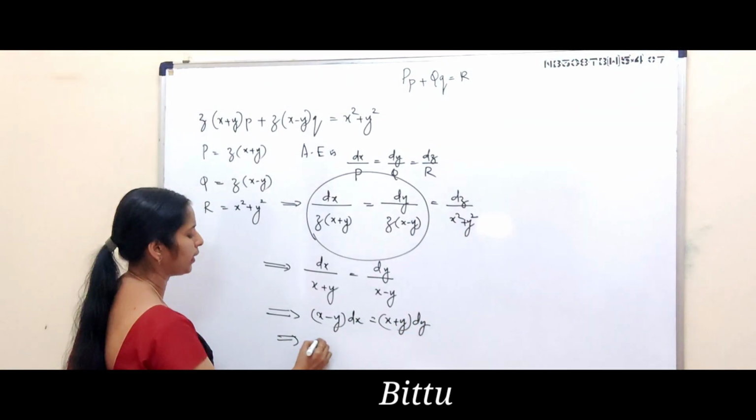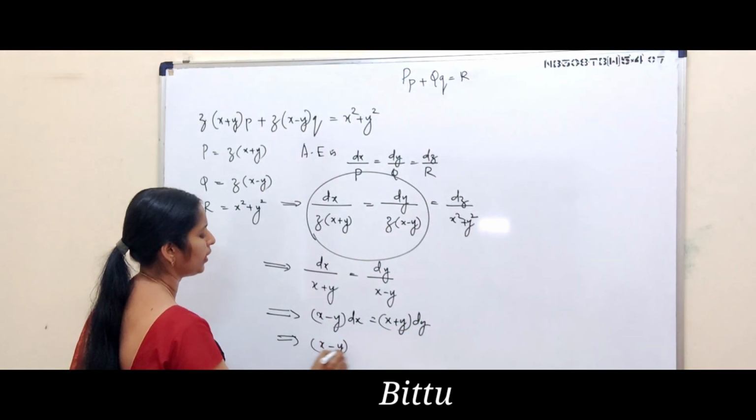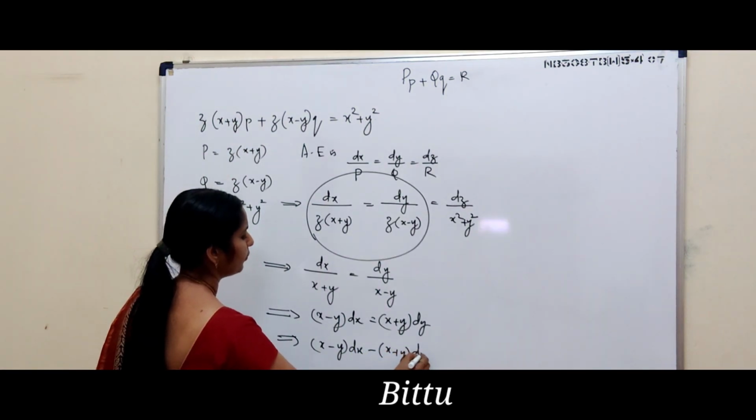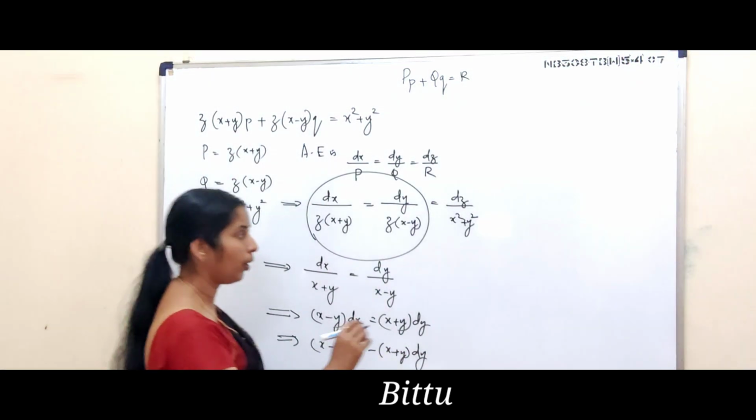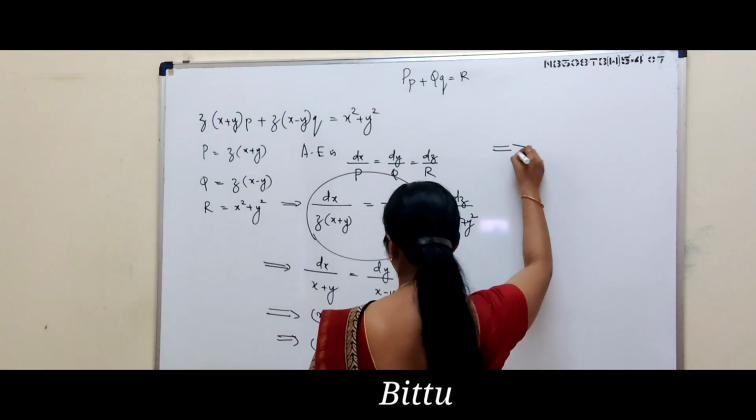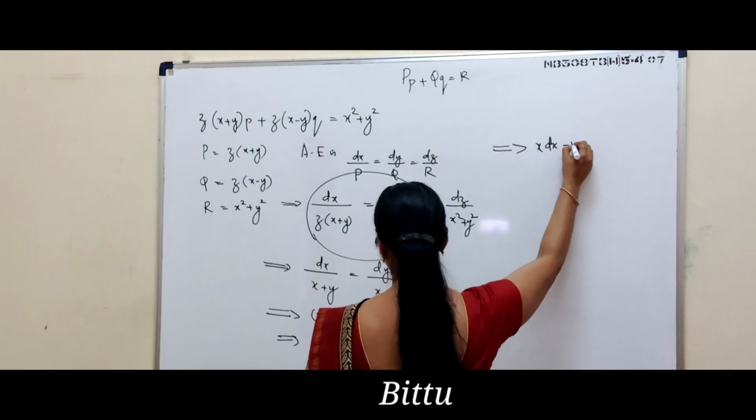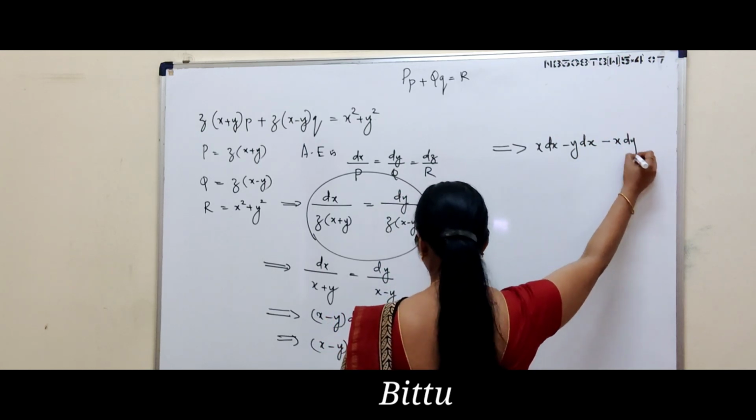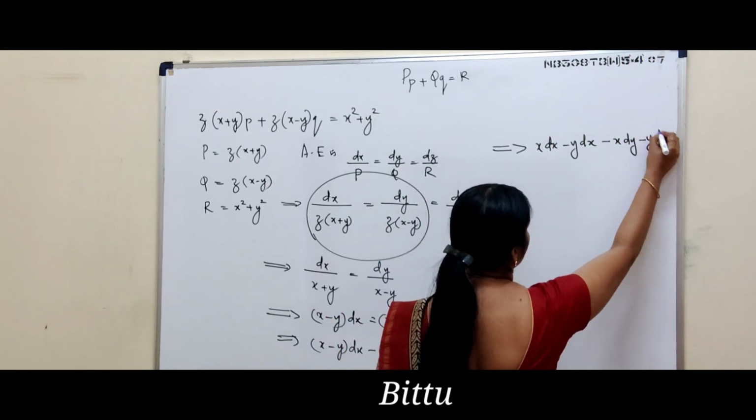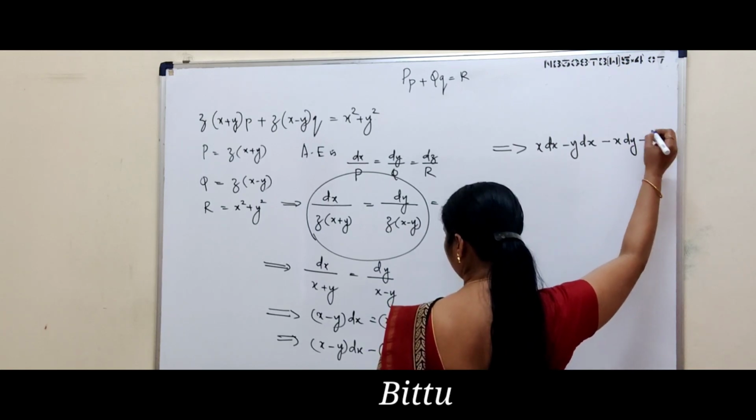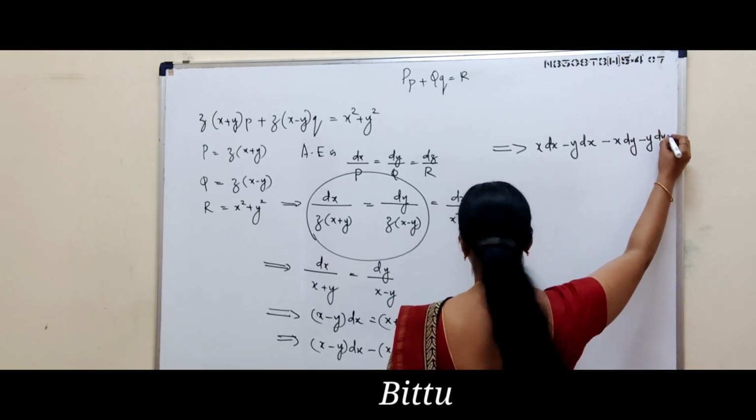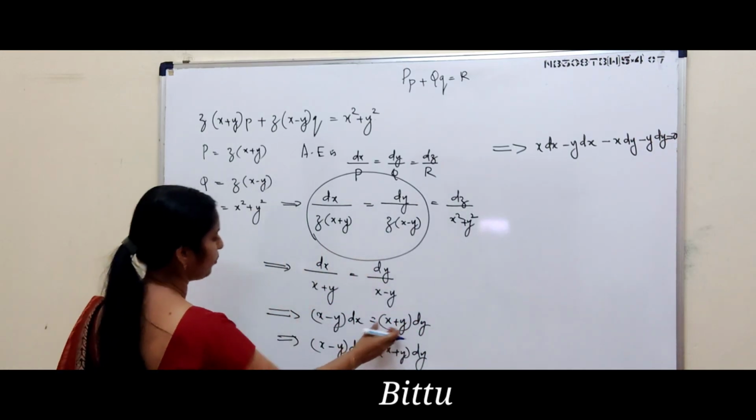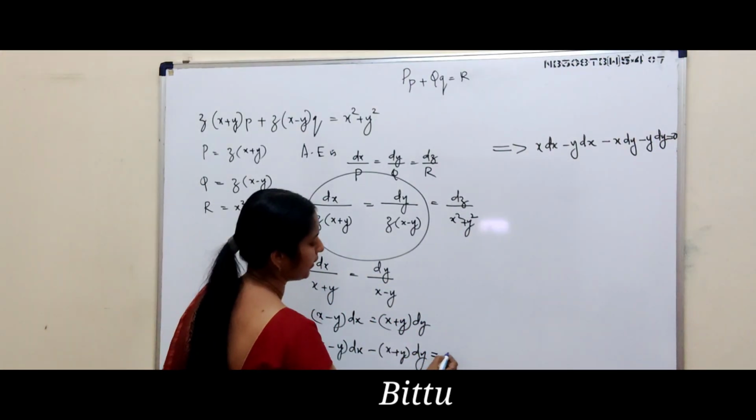Take the right side to the left side: (x minus y) dx minus (x plus y) dy. Open the bracket, which implies x dx minus y dx minus x dy minus y dy is equal to 0. Now the right side is 0.